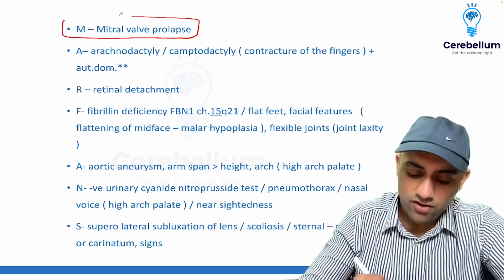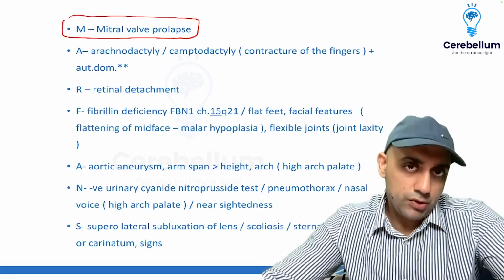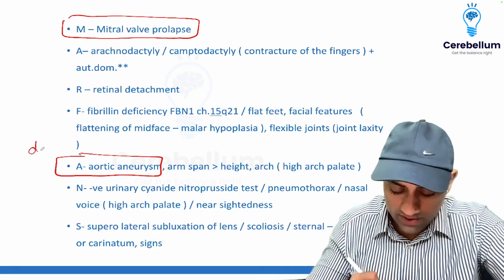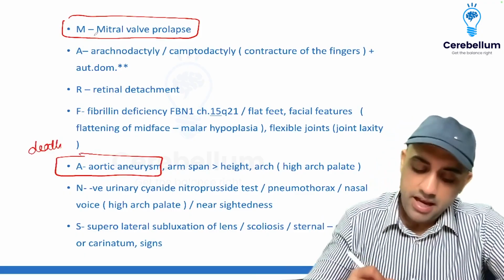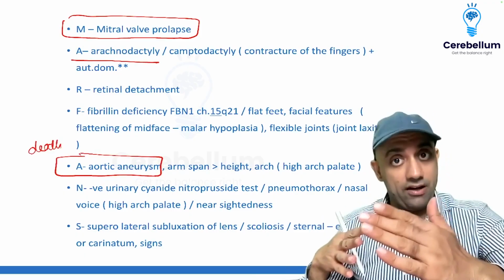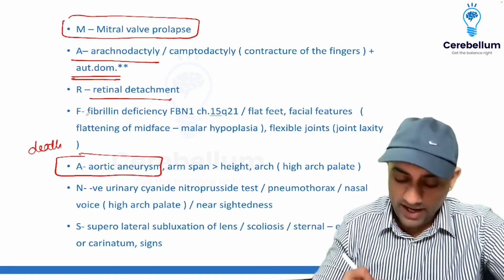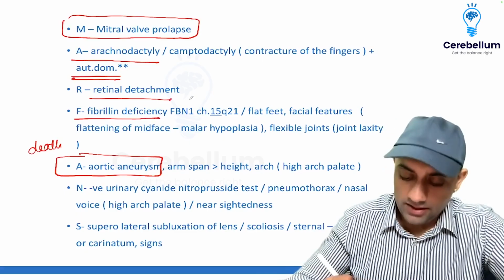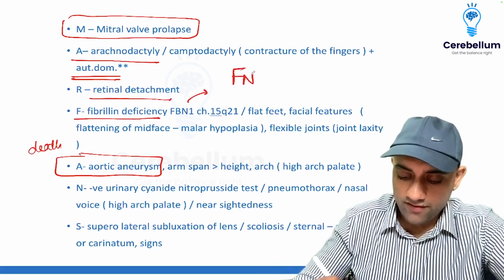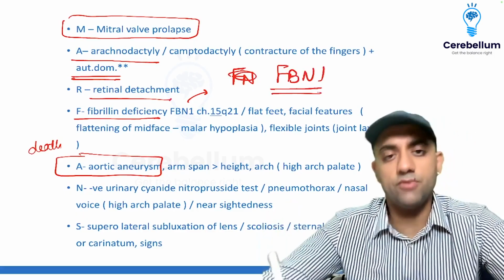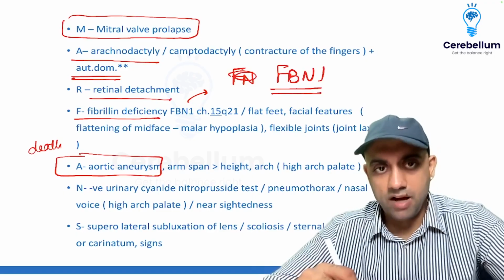M for Marfan, M for mitral valve prolapse. What is the most common cause of death in Marfan syndrome? The most common cause of death in Marfan syndrome is aortic dissection. M for Marfan, A for arachnodactyly, long fingers, autosomal dominant it is. R for retinal detachment, F for fibrillin deficiency. This is also an exam question. FBN1 gene mutation you see in Marfan syndrome.